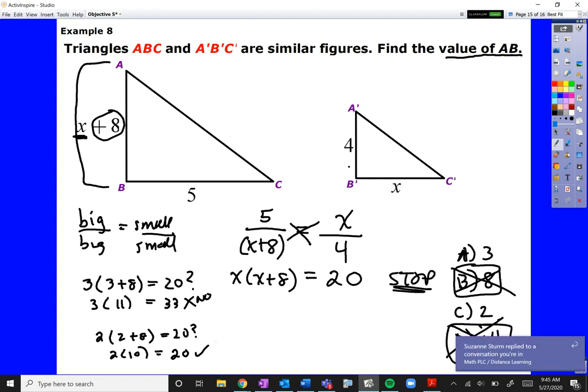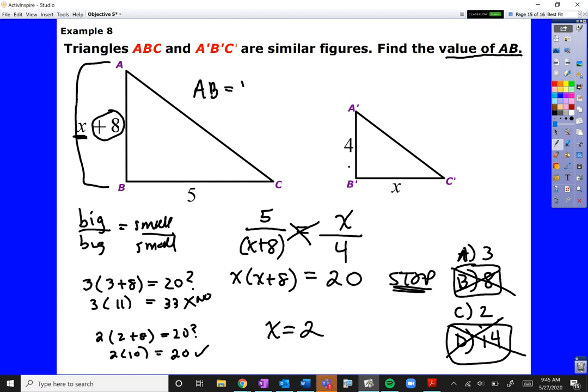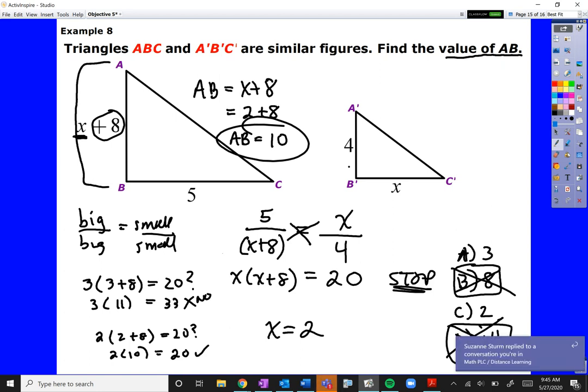So now, remember, x is 2, but you are being asked to find the value of AB. So really, AB is equal to x plus 8. So you really need 2 plus 8. So AB is equal to 10. So make sure when you go find what x is, okay, you need to go back in and make sure you're doing what you're being asked to do, is find the value of AB.